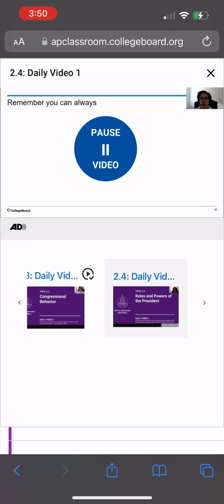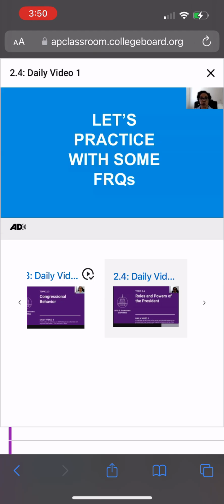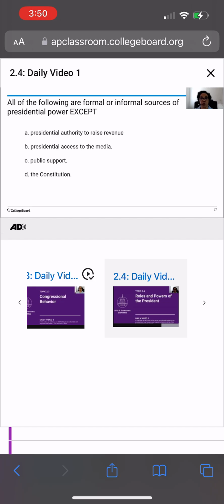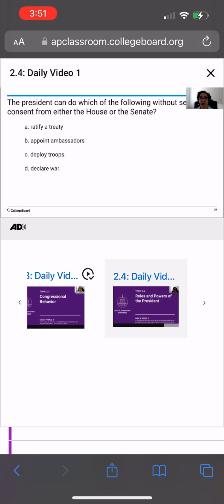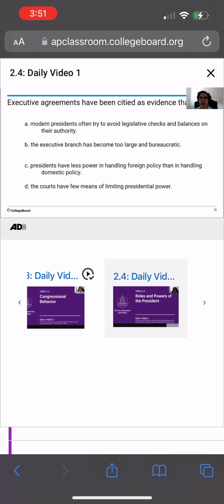So remember that you can always pause, and we're going to practice with some FRQs. All of the following are formal or informal sources of presidential power, except the authority to raise revenue. The president can do which of the following without seeking consent from either the House or the Senate? That is deploying troops. Don't need to ask anyone about that. Probably supposed to inform, but may not do that. Executive agreements have been cited as evidence that modern presidents try to avoid checks and balances by the legislative branch.